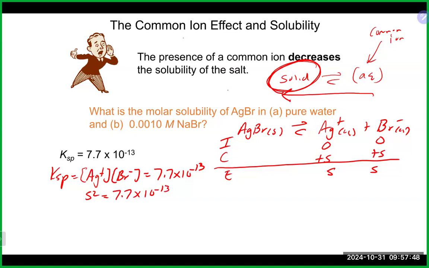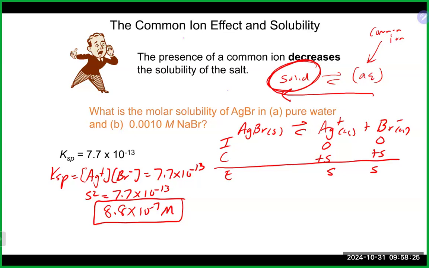Obviously, square rooting both sides will get us a molar solubility of silver bromide in water of approximately 8.8 times 10 to the minus 7 molar. That is a relatively small amount in terms of solubility. Just do a quick calculation, times that by 187.8, which is the molar mass.